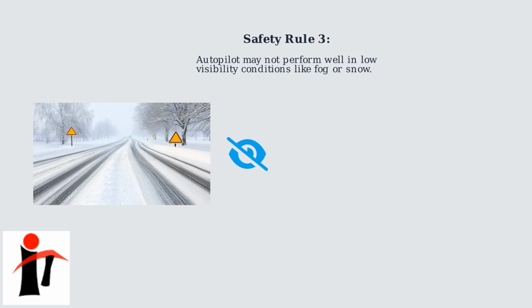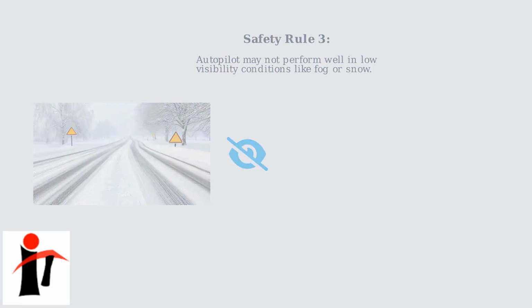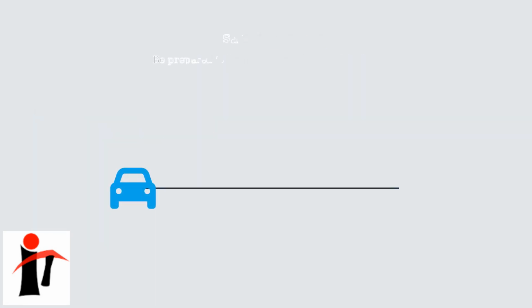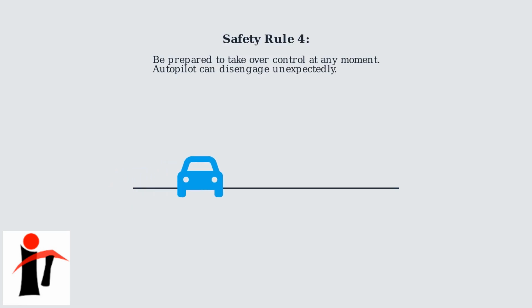Low visibility conditions such as heavy fog, rain, or snow can impair Autopilot's sensors and cameras. In these weather conditions, the system may not be able to see obstacles or lane markings clearly, so you should disable Autopilot and drive manually. You must be prepared to take over control of the vehicle at any moment. Autopilot can disengage due to system limitations, road conditions, or if it detects you're not paying attention. Stay alert and keep your hands ready on the wheel.